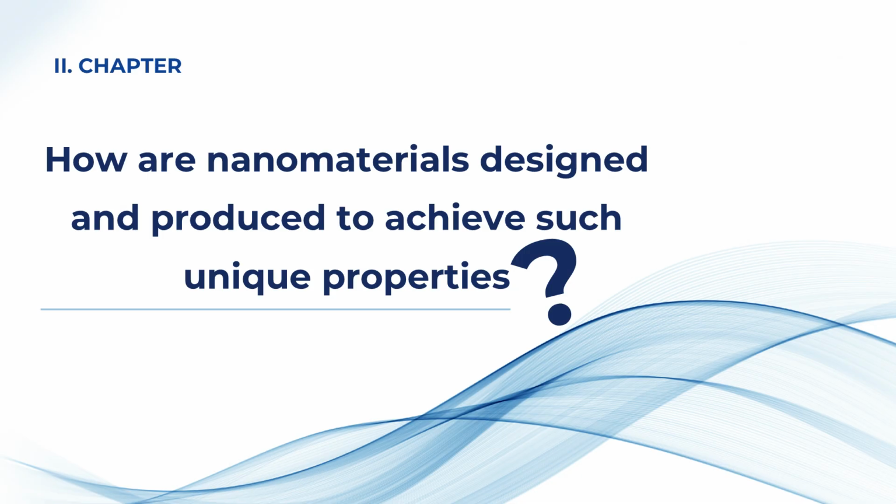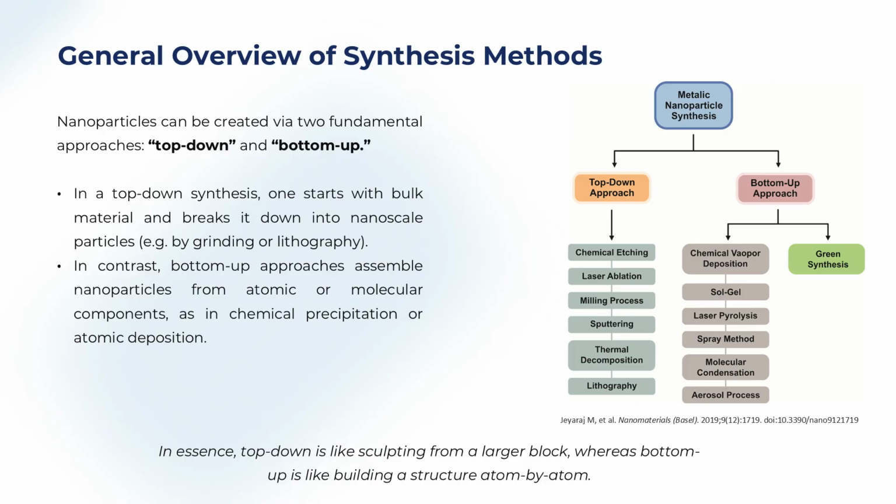So how are nanomaterials designed and produced to achieve such unique properties? If we try to classify all of the synthesis methods, we can divide all of them into two big groups, top-down and bottom-up. In a top-down synthesis, one starts with the bulk material and breaks it down into nanoscale particles. In contrast, bottom-up approaches assemble nanoparticles from atomic or molecular components, as in the chemical precipitation or atomic deposition.